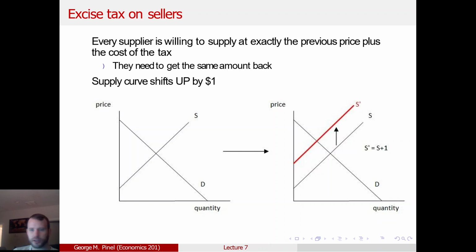So what is the net effect of this? This should shift the supply curve up by 1. Every supplier is willing to supply at exactly the previous price plus the cost of the tax. They need to get the same amount back, essentially. In order to be willing to supply, they need to be getting their cost plus $1 for the tax. So this shifts the supply curve up by 1. What about the demand curve? Well, the consumer is not paying any tax, so their willingness to pay is essentially unchanged. The demand curve should not shift.